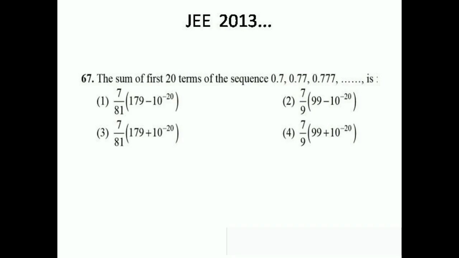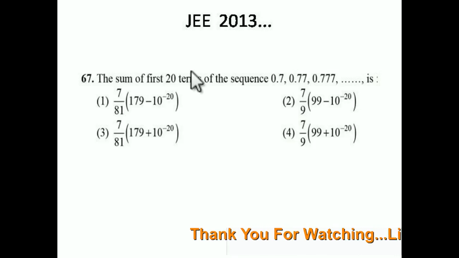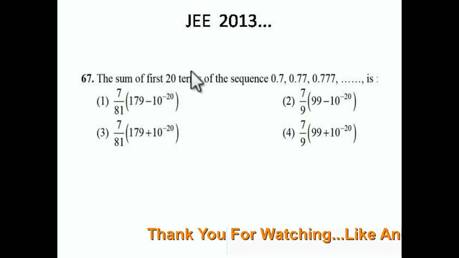This question was also asked in JEE 2013. The sum of the first 20 terms of the sequence 0.7, 0.77, 0.777, up to infinite. The sequence goes up to infinite, but we have to find the sum of only the first 20 terms. Okay, how are we going to do this?